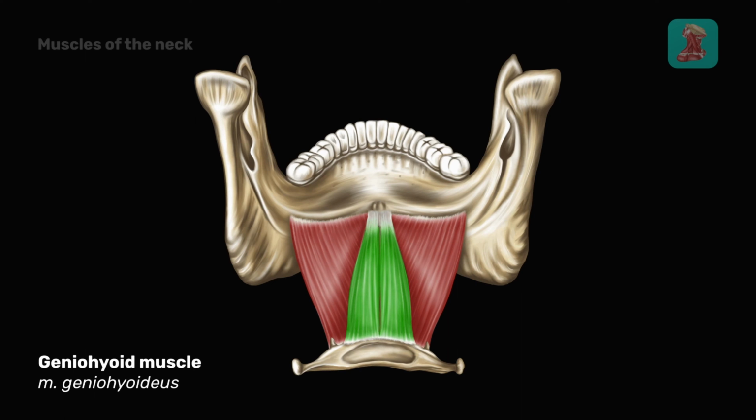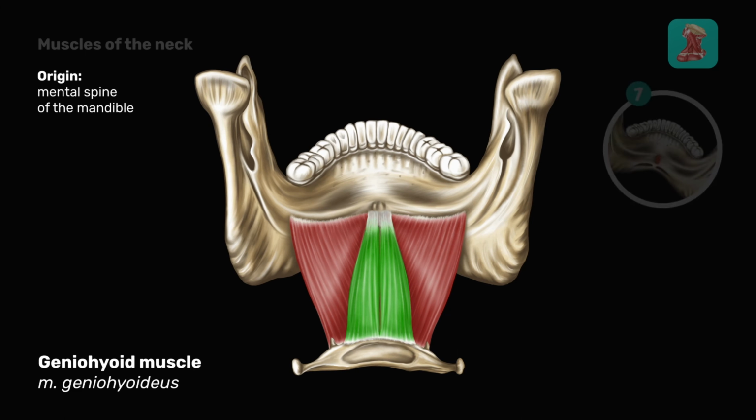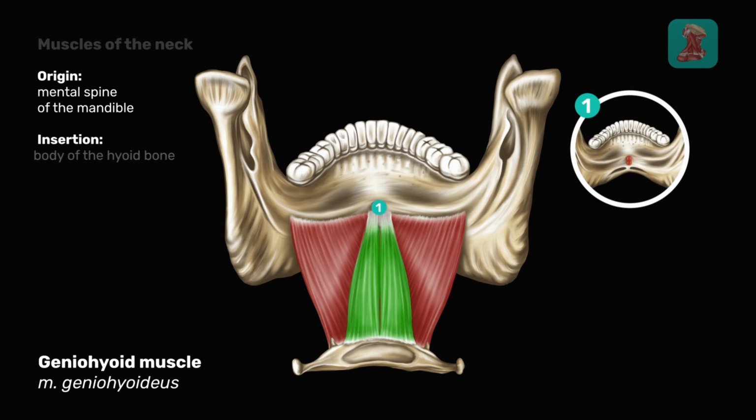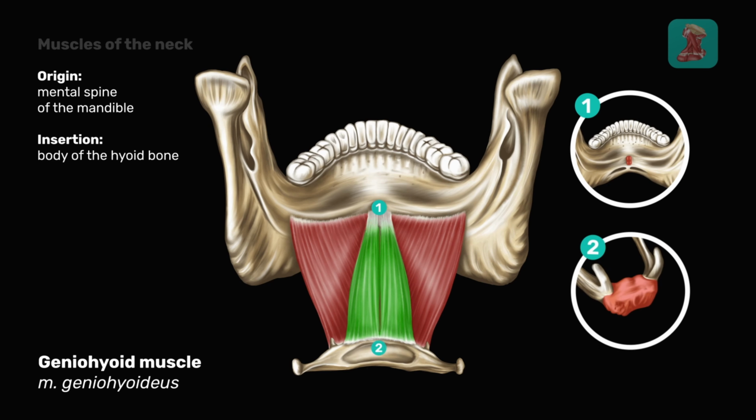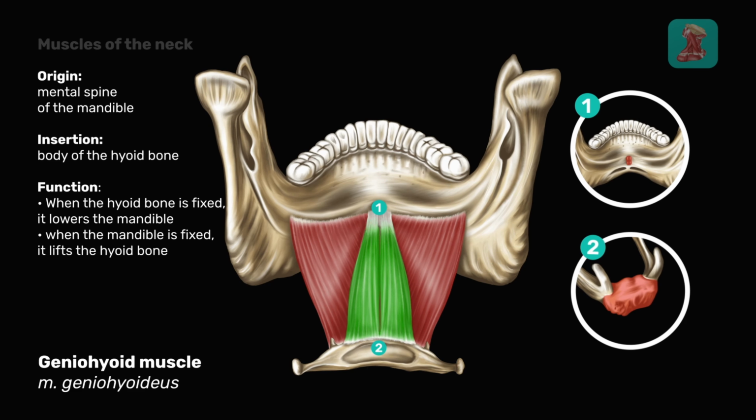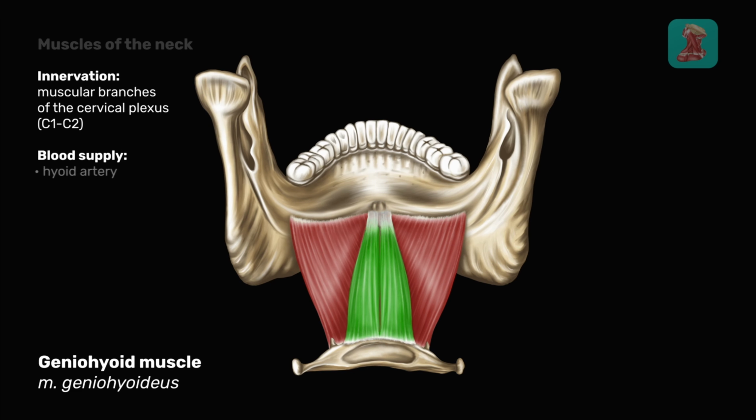The geniohyoid muscle originates from the mental spine of the mandible and inserts into the body of the hyoid bone. Function: when the hyoid bone is fixed, it lowers the mandible. When the mandible is fixed, it lifts the hyoid bone. The following structures innervate the muscle and supply it with blood.